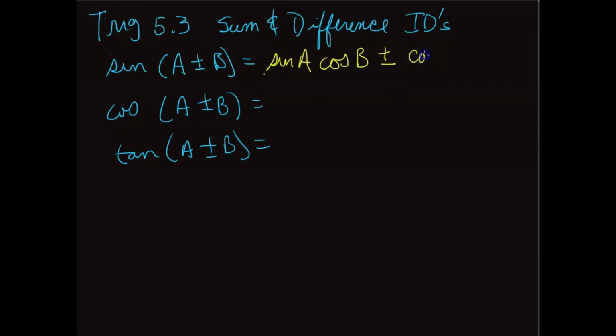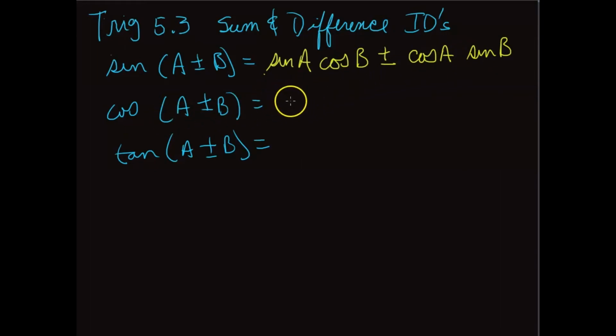Now the way I remember it is sine A cosine B, and then the other term is sine B cosine A. So it's sine A cosine B plus or minus sine B cosine A, or sine A cosine B plus or minus cosine A sine B. Switch the angles, but leave everything else the same.